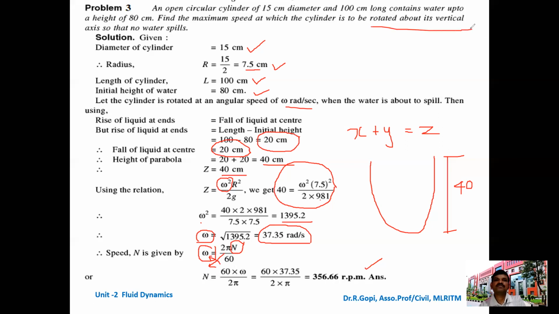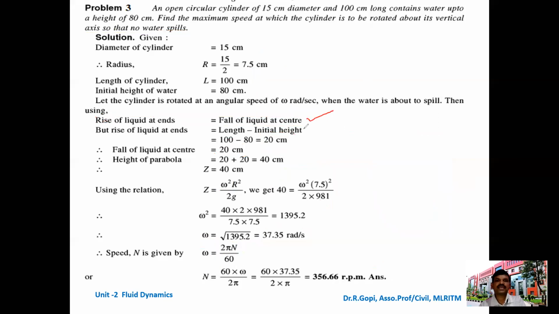Okay, so first understand the question. Sometimes they will give it like this: the water should not spill out, that is, no water spills. Under this condition, first you have to write some assumptions. Once you write the assumptions, you can easily calculate the z value. This rise means y, this fall means x. So x plus y is equal to 40 centimeter. So z equals 40 centimeter.